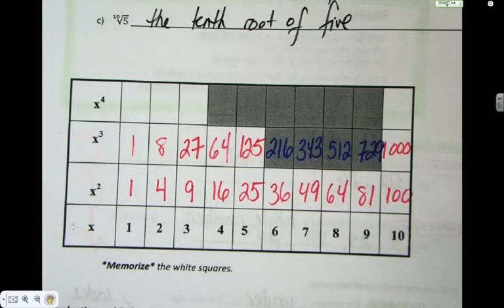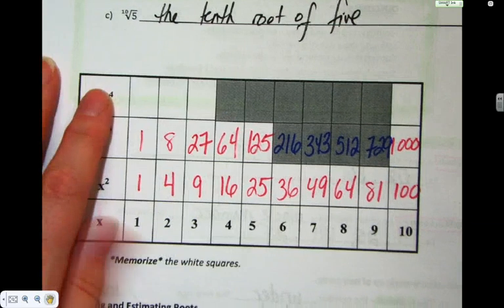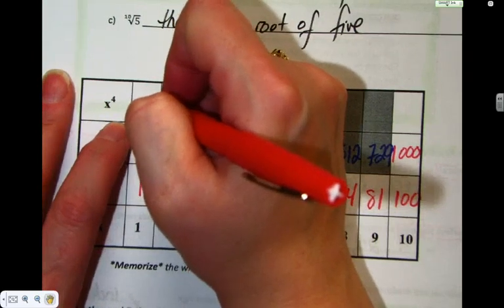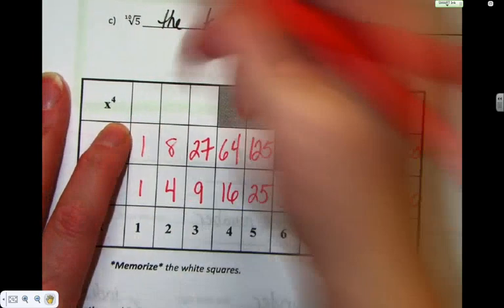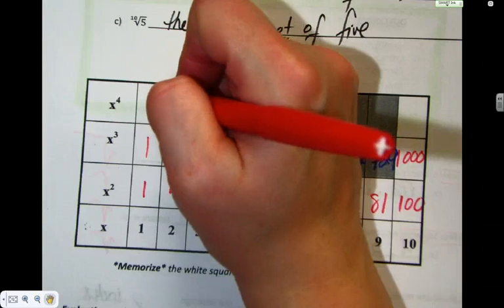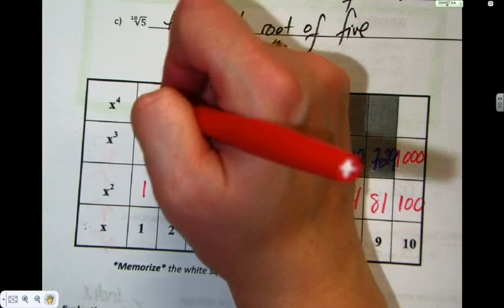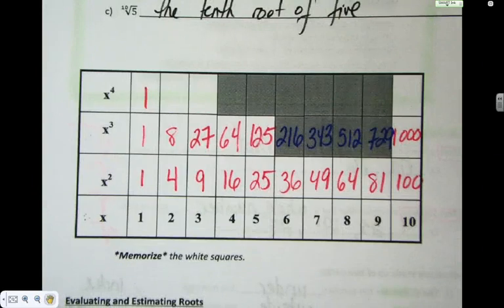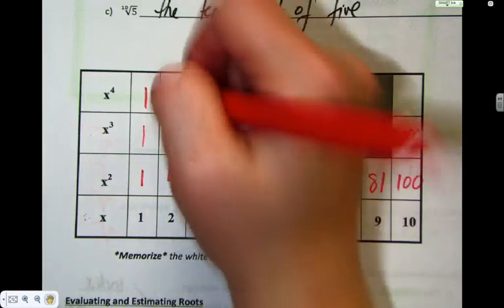Okay, I'm going to go back to red for the white squares. 1 to the 4, easy peasy, 1 times 1 times 1 times 1. Like, don't everyone show it at once. 1 to the 4. 1 was painful. 2 to the 4, so 2 times 2 times 2 times 2. What I do is I group them, so I do 2 times 2, 4, and another 2 times 2 is 4. Put them together, 4 times 4, 16.